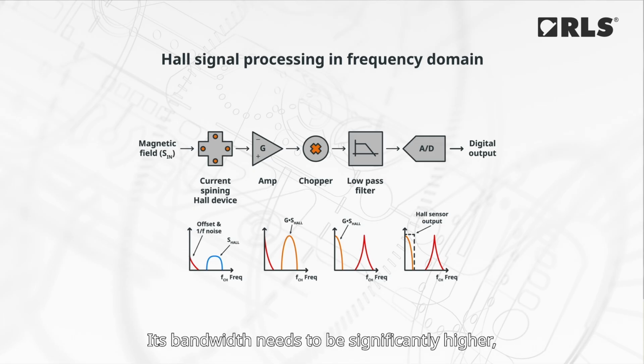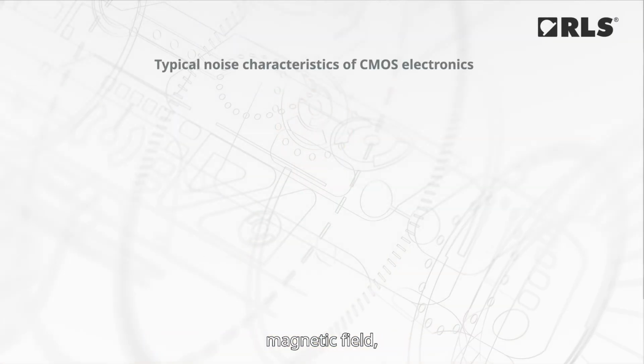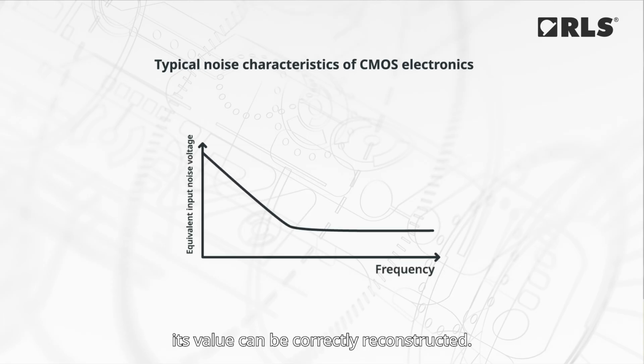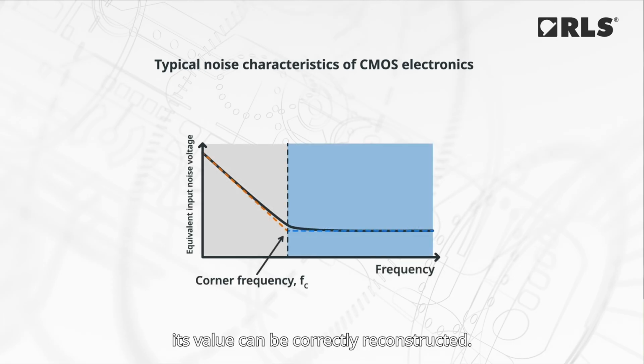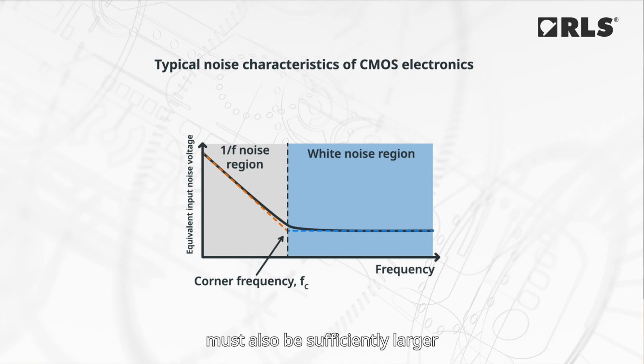Its bandwidth needs to be significantly higher, for example 5 to 10 times, than the spinning frequency to prevent losing signal amplitude, while the spinning frequency must be sufficiently above the maximum frequency of the observed magnetic field to ensure its value can be correctly reconstructed. The spinning frequency must also be sufficiently larger than the 1/f corner frequency. That is the frequency where 1/f noise equals the thermal noise.